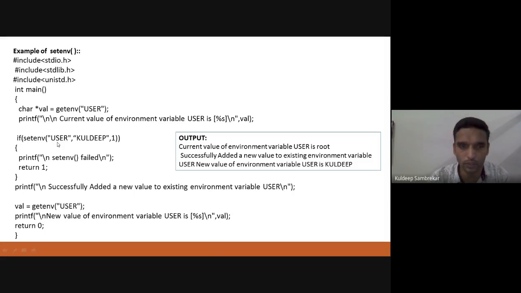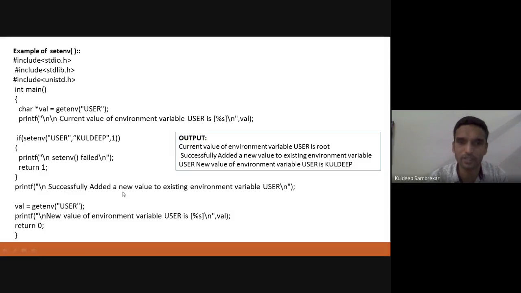So what does it do here now? With setenv for USER, you assign the new value Kuldeep, where initially the user was root. We studied this in the previous code. printf, just a message: setenv failed, return. If this is executed successfully, it comes here: printf successfully added a new value to the existing list. So successfully added. Initially the value was root, now we have added this.